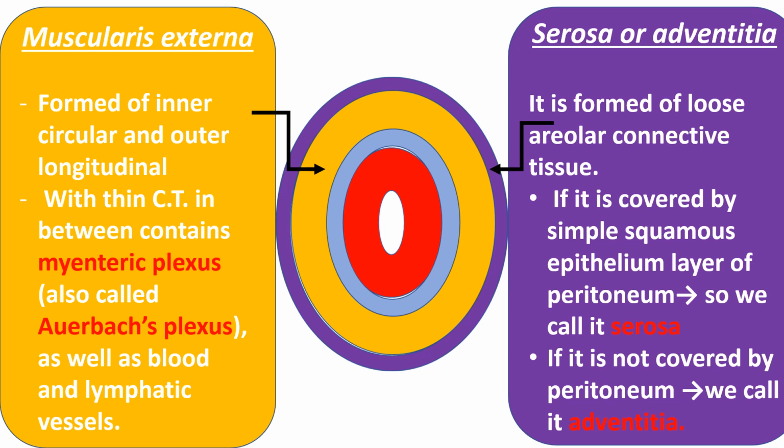We have four layers of the gastrointestinal tube. We have the mucosa, which is formed of epithelium lying over lamina propria and separated from submucosa by muscularis mucosa. Then we have submucosa, which is loose areolar connective tissue containing Meissner plexus. Then there is muscularis externa, which is formed of inner circular and outer longitudinal smooth muscle fiber. In between, there is a myenteric plexus, which is called Auerbach plexus, and the outer coverage, which may be serosa or adventitia according to the peritoneal covering of the gastrointestinal tube.